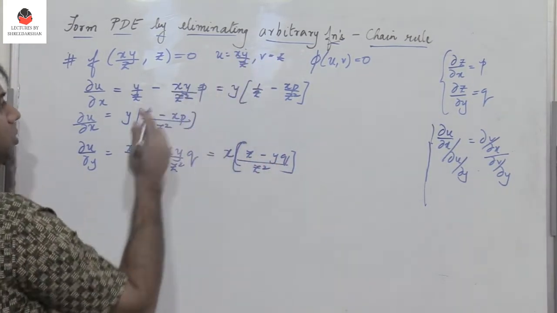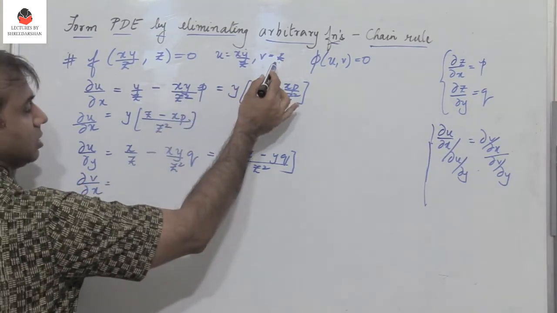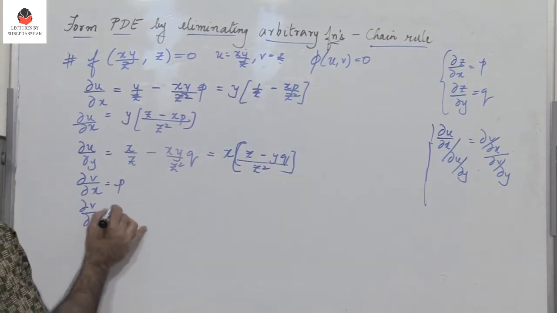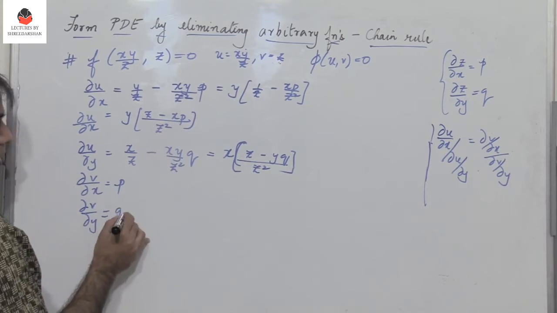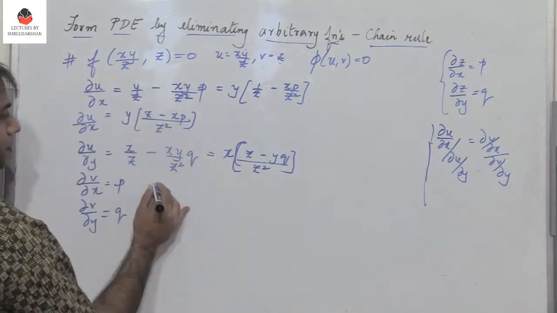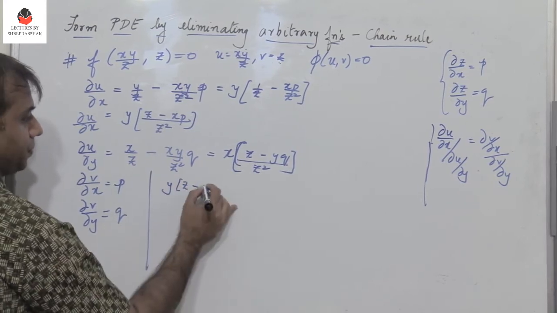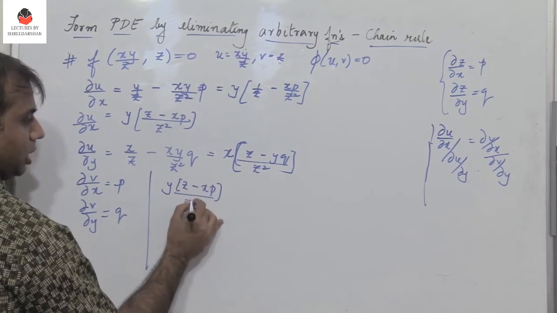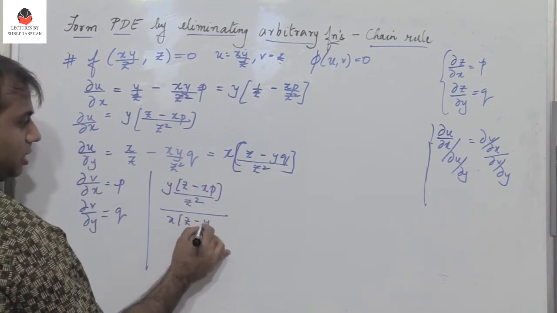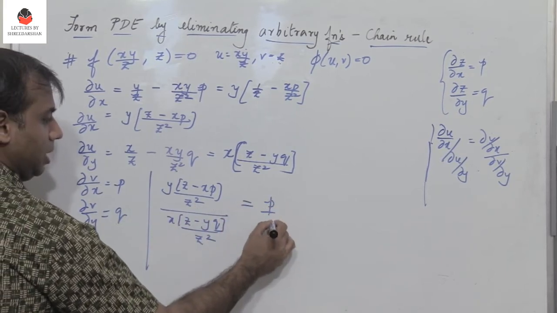Next, partially differentiate v with respect to x. So what is del v by del x? It is nothing but del z by del x, which is p, and del v by del y is nothing but del z by del y, which is q. So now we have to perform this. So del u by del x is this term. So you have y into z minus xp by z square divided by del u by del y is this term, x into z minus yq divided by z square equals p by q.